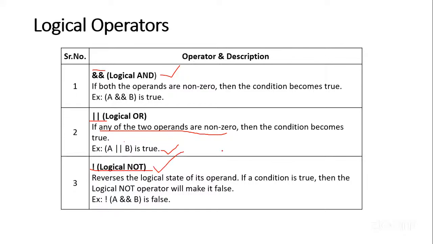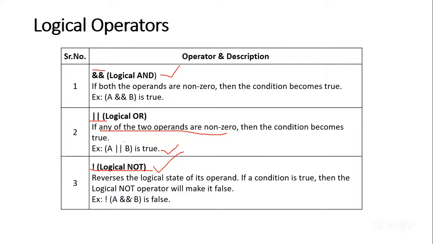Logical not. Very simple. It reverses the logical state of its operand. In simple terms, we can say that true becomes false, false becomes true if we apply logical not.